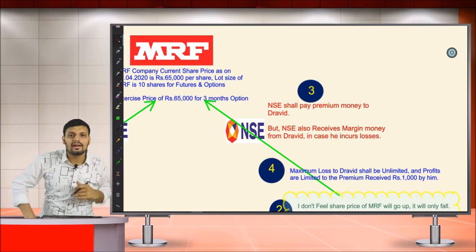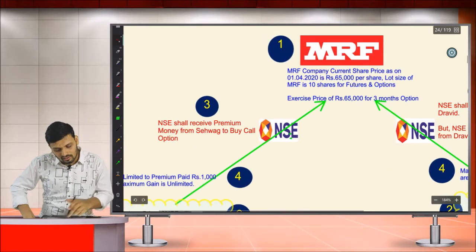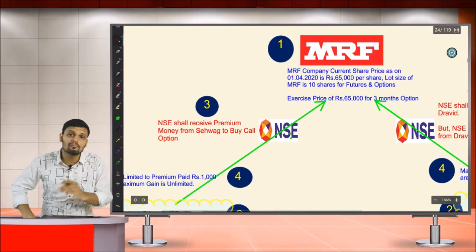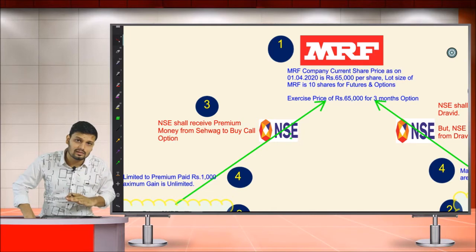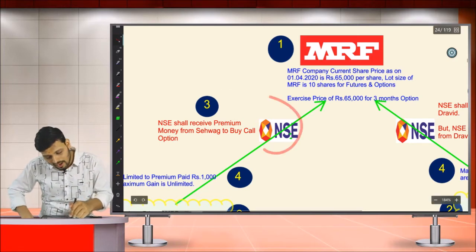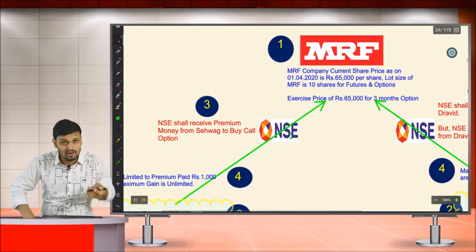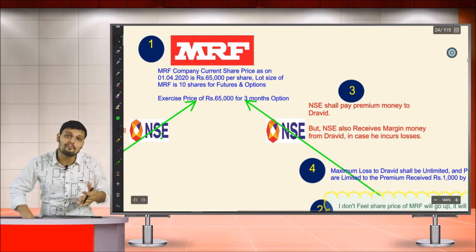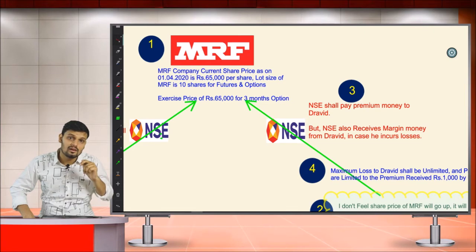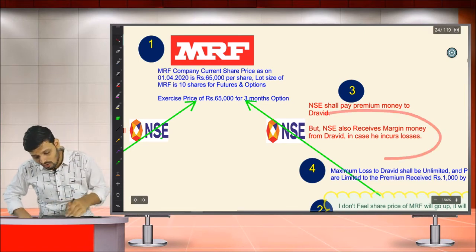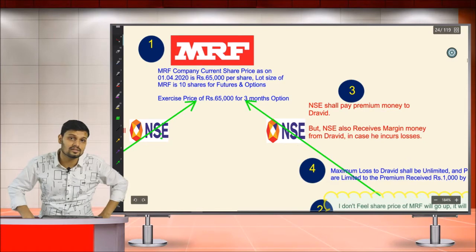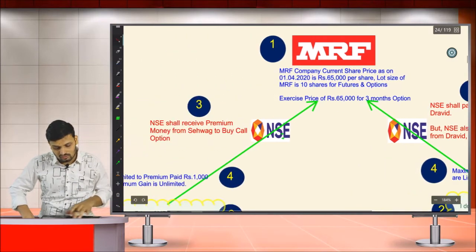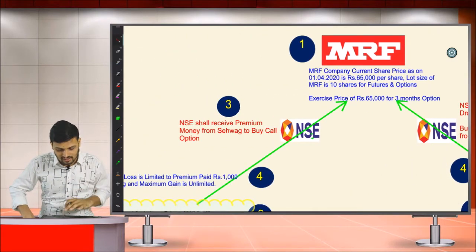Under futures contract, both the buyer and the seller used to pay the same amount of margin money. In futures contract, there was no concept of premium receivable, premium payable, no. There was only margin money payable by buyer and margin money payable by seller. So both used to pay margin money. But in the options contract, it is only the option seller who is paying what? Margin money, right? So this is the concept, that is step number 3.